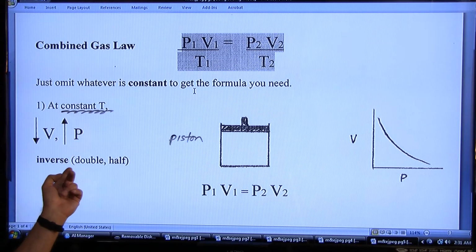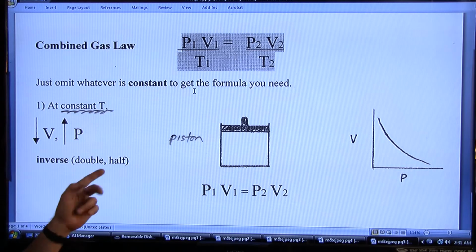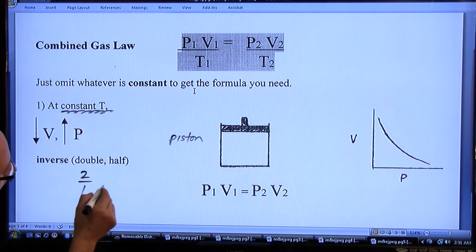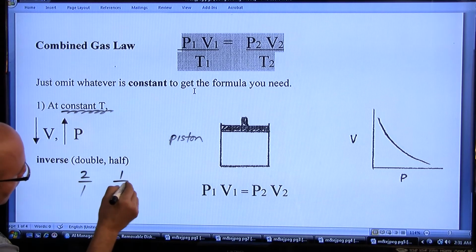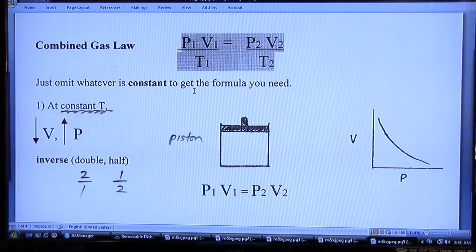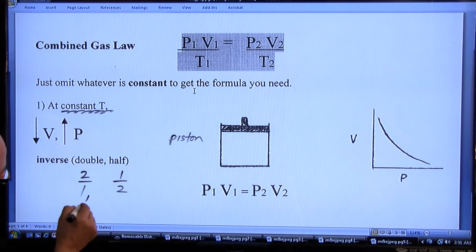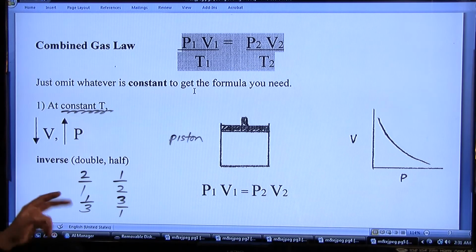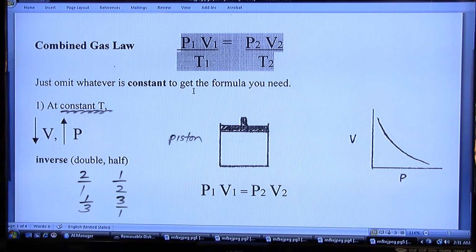If you halve the volume, you'll double the pressure. They're inversely related. If you double one, you halve the other. You're going to do a flip. And of course the same applies if you triple one, or let's say you take one third of the volume, then you're going to triple the pressure. They're inversely related, so you'll do a flip with this.